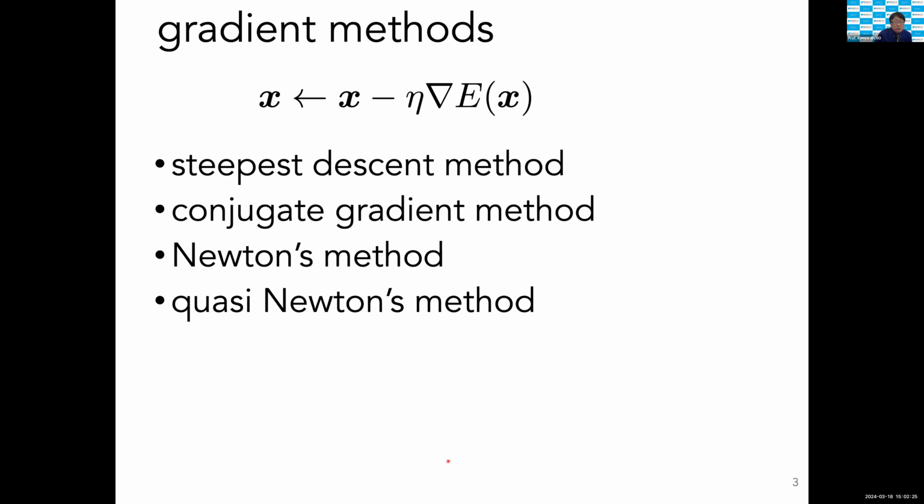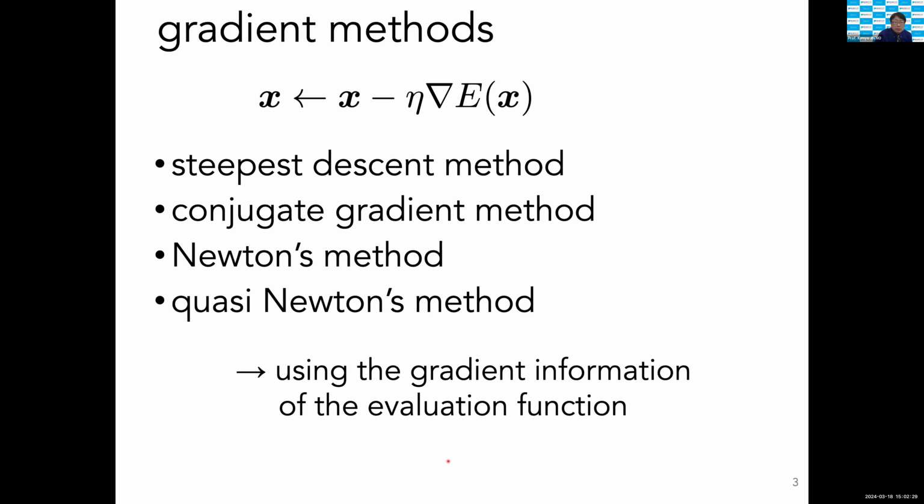The gradient method updates parameters using the gradient of the evaluation function to find the parameters where the evaluation function reaches its minimum value. There are mainly methods like those shown here based on such gradient information. These methods are very useful when the evaluation function is differentiable.